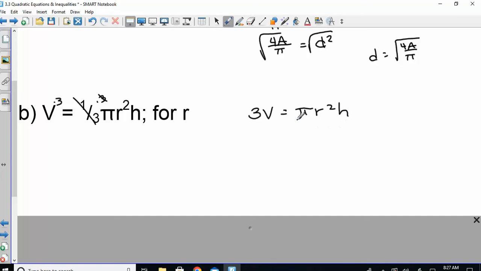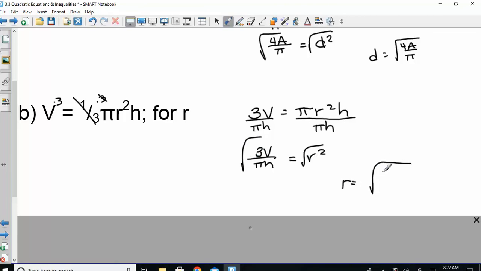I'm trying to solve for r. All of this stuff is multiplied with it, so I'm going to divide by both at the same time. So I'm going to divide by the pi and the h. And then to get rid of a square, square root. Again, typically square roots we need plus or minus, but r is a radius, so it has to be positive. So that's my answer.